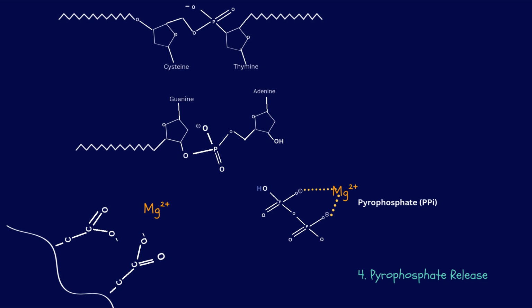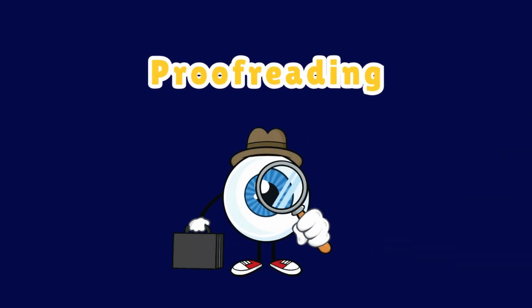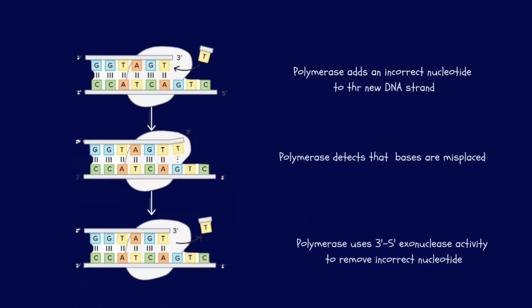Polymerase 1 has an exonuclease activity that helps maintain accuracy. If an incorrect nucleotide is added, polymerase 1 backtracks, removes the error, and resumes synthesis. This proofreading reduces errors to 1 in a billion nucleotides.